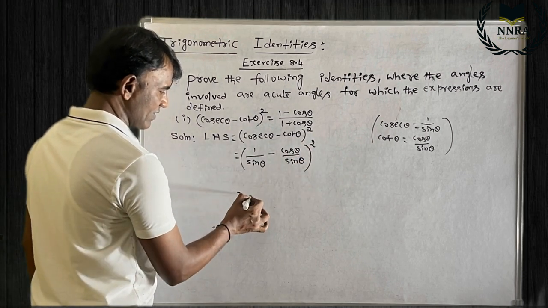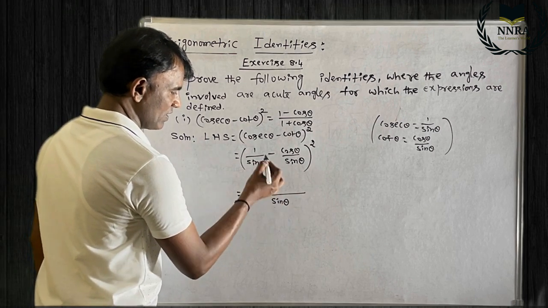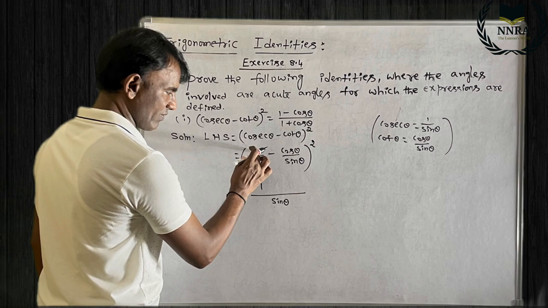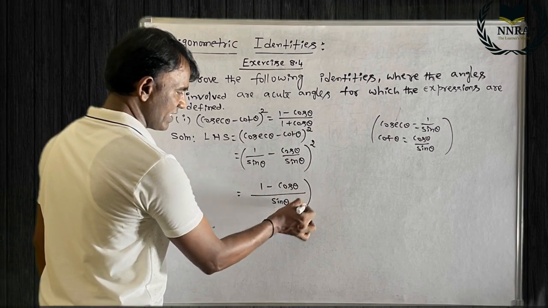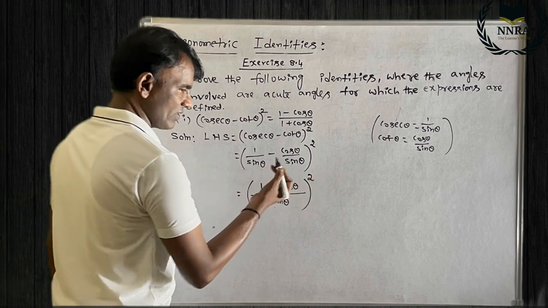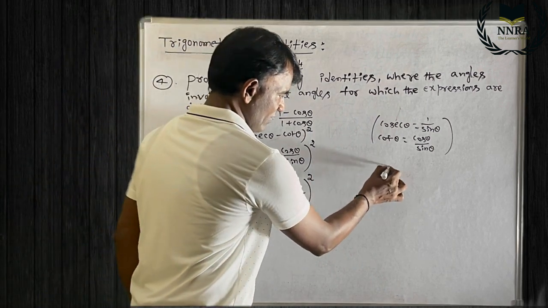Now just to take LCM for that. So LCM is sin, it is sin theta. And coming to this numerator, first value is 1 minus second value is cos theta. Then whole power 2. Now a by b whole power m. There is one formula.